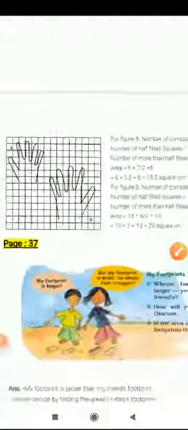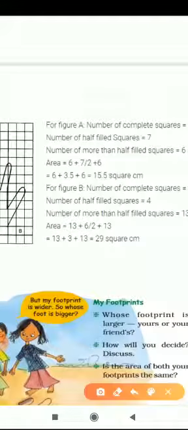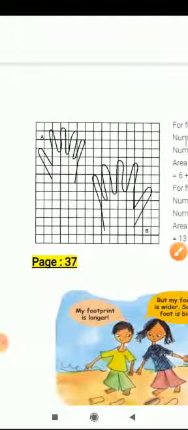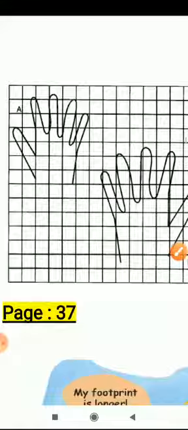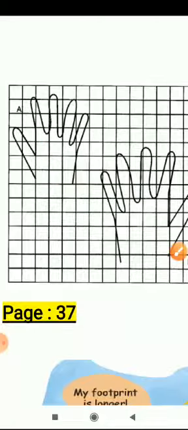Everyone just look over here. How can we find area? First, we have to find the number of complete squares. So I am finding over here like this: 1 2 3 4 5 6. These are complete squares, so I am writing 6 are the complete squares, right?